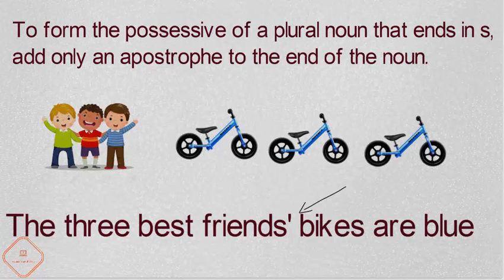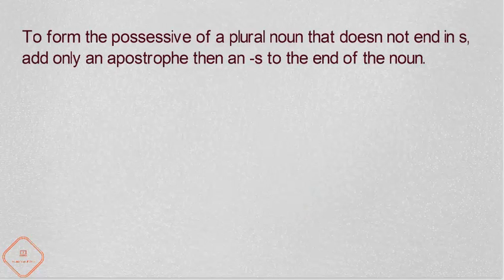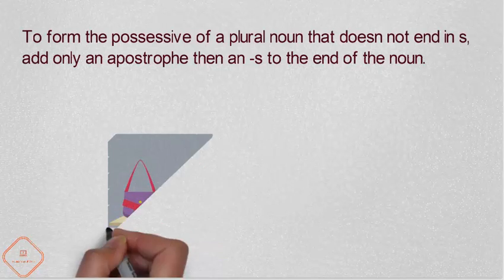Now we have other plurals that do not end in S, right? Remember when we looked at plurals, we said some of them do not end in S. They're different. Like men and women, and some of them are the same, like sheep. What do we do? We add an apostrophe and an S to the end of these nouns, just like if it was singular. Let's look at an example.